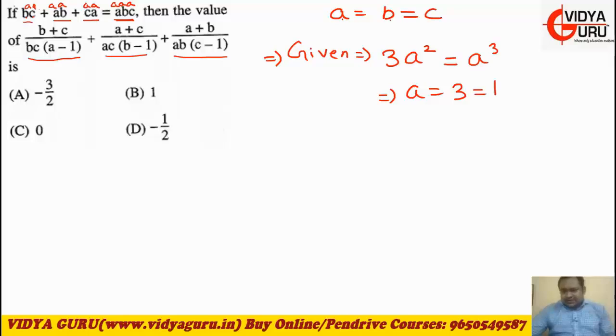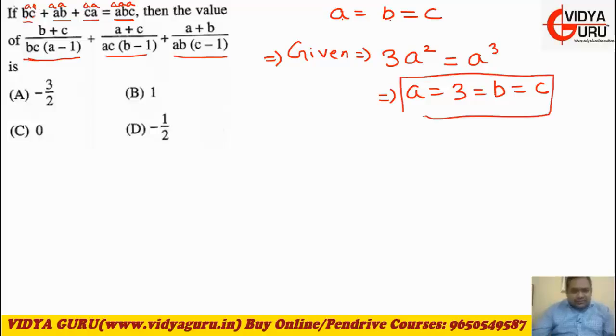So A is equal to 3 is equal to B is equal to C. So A is equal to B is equal to C. All the three variables can be assumed to be equal to 3. So based on this assumption, you can calculate the value of the expression that you have been asked to, and the answer will be correct. So this is the meaning of this concept. So this is what you have to find. So all these three terms, this term is equal to this term is equal to this term.